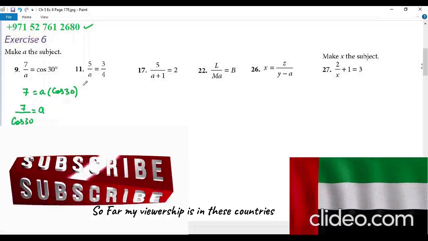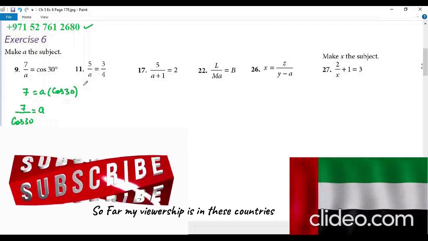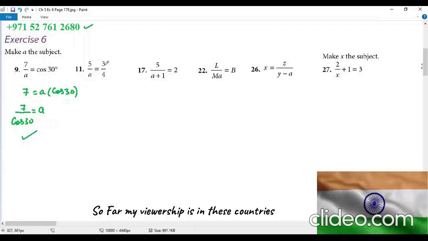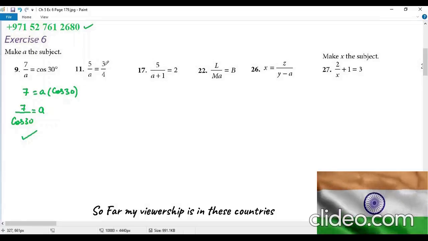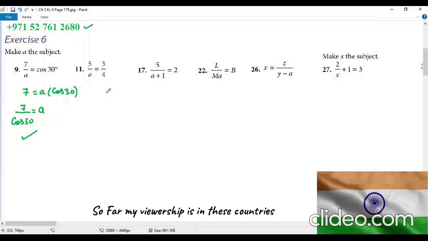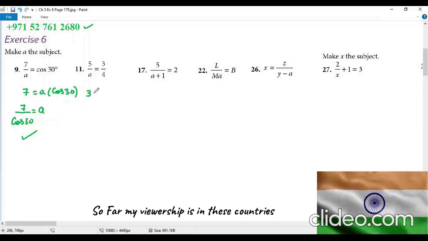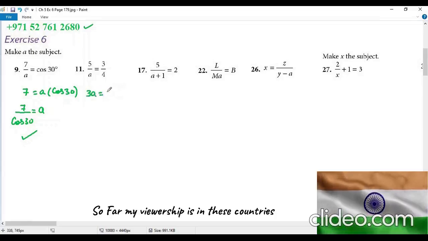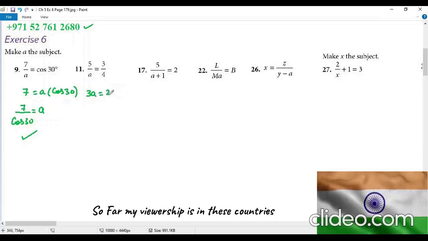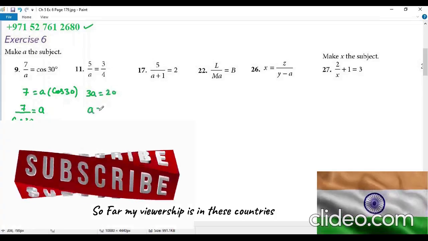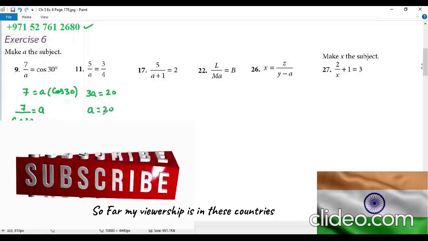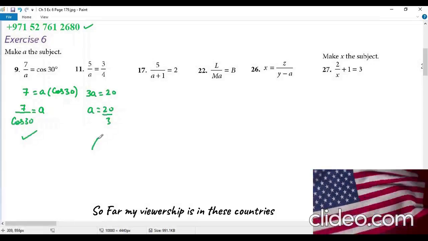When it comes to question number 11, questions 10, 11, 12, 13, 14, 15, 16 are based on fractions in which an equal sign is in between. So whenever you see a fraction and an equal sign in between, the only thing you should be doing is a cross multiplication. So this time 3 times A is going to give you 3A, and 5 times 4 is going to give you 20. And A will be kept here as it is, and 20 is going to be dividing 3. So this is going to be your answer.